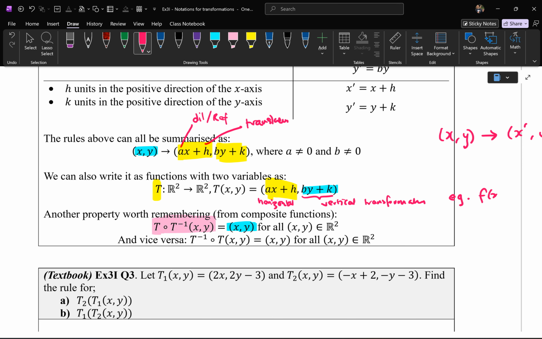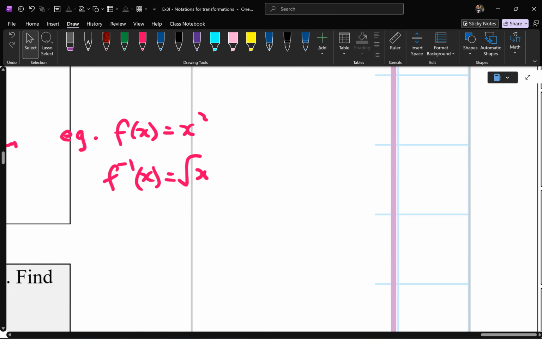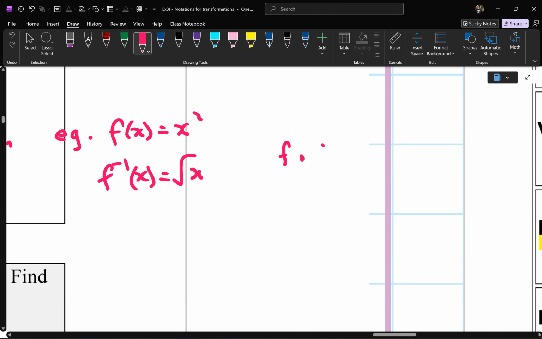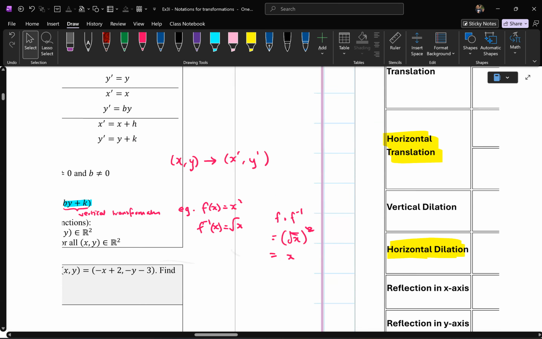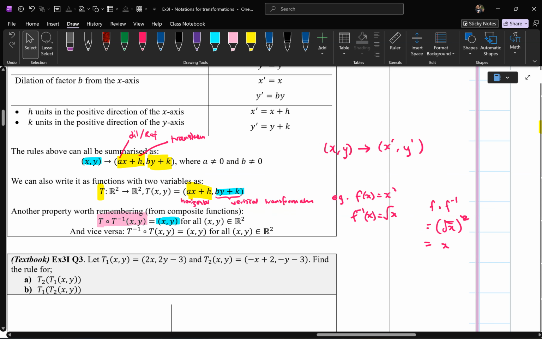If f of x is equal to x squared, then the inverse to that, the inverse relation, is root of x, right? So if I then said, let's do f of f inverse, that's the same thing as saying sub root of x into x squared. You get x, which makes sense because you're undoing the operation, you're just left with x. Same thing with transformations. So you're then left with the original xy coordinate.